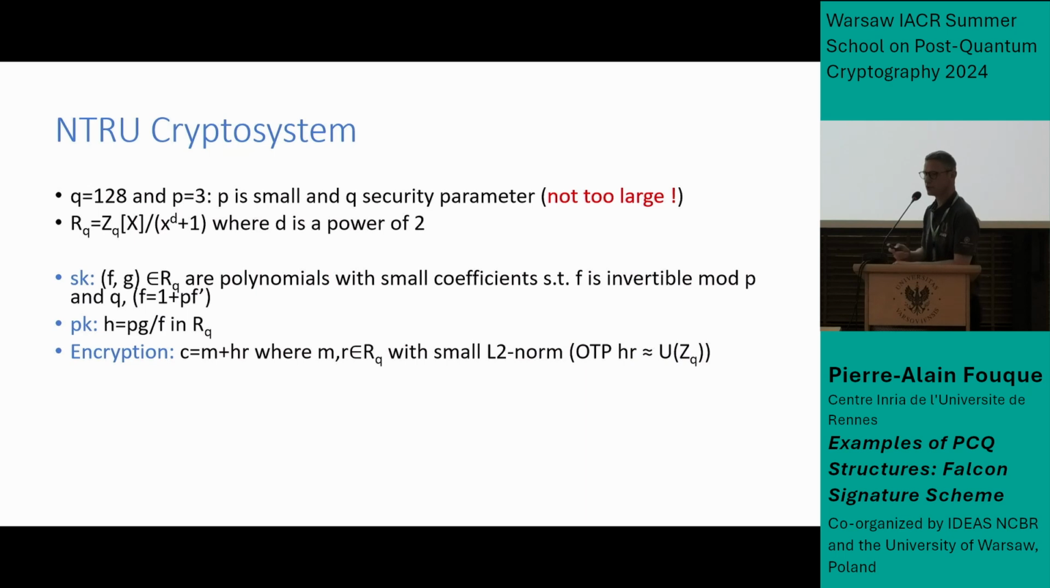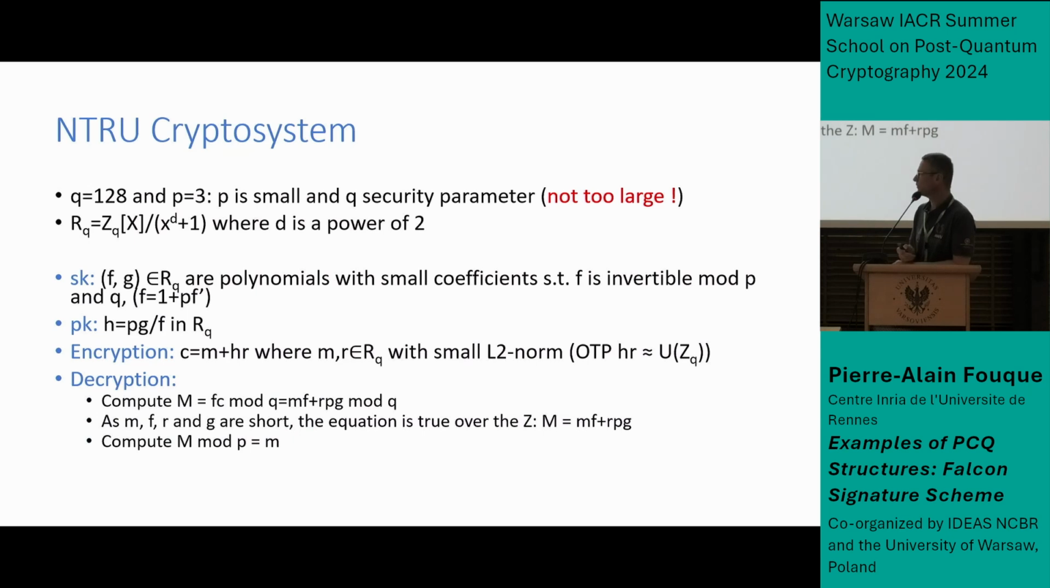And to encrypt a message, it's very easy. You just pick a message, and you encode it using a very small polynomial in R_q. You also generate r in the same ring, also with small coefficients. And so at the end, you can see that the product of h times r is basically some uniform value. And so that means that here it is just a one-time pad. Okay, so you just add some random value to the value m.